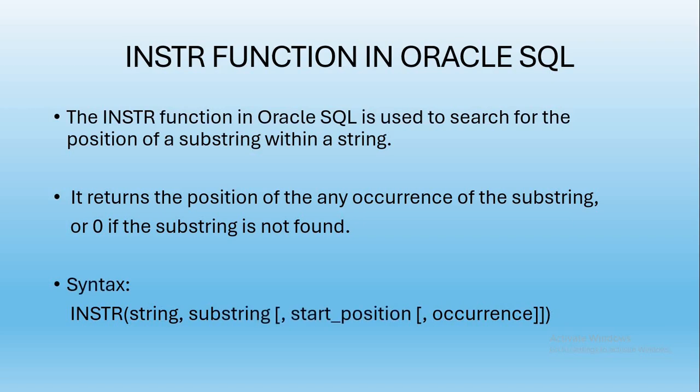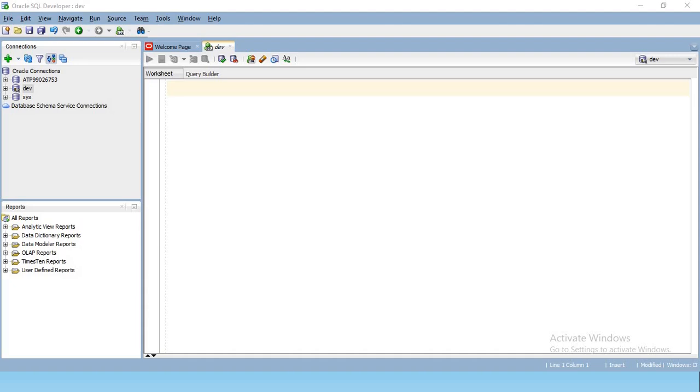Let's see the syntax of the INSTR function. In this syntax, you have to pass your string and the substring, and then the start position and occurrence. The start position and occurrence are optional parameters. Now we'll take a few examples to understand the working of the INSTR function with all the parameters.